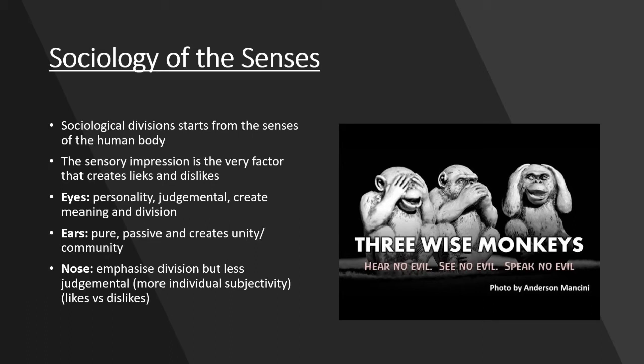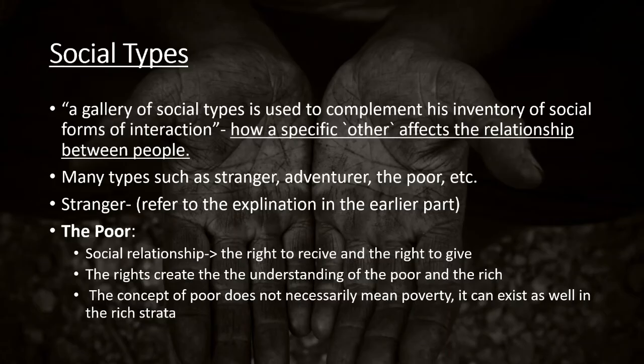However, the main difference between eyes and nose is that eyes are judgmental in a very objective manner, something that you can't control, from cultures, for example. Smell also comes from cultures, but all in all, it comes from you as an individual. It's very subjective. Alright, hopefully you got the understanding of sociology of senses.